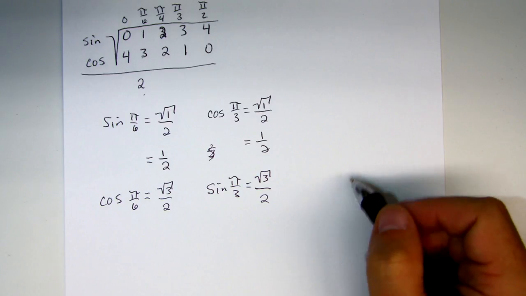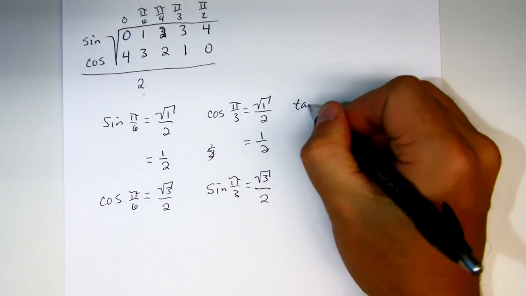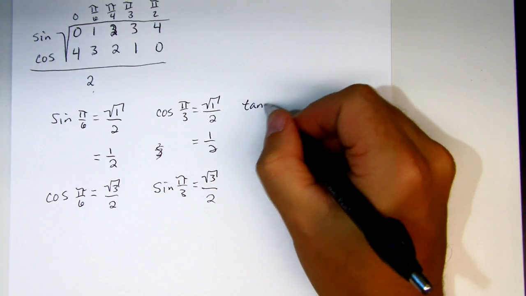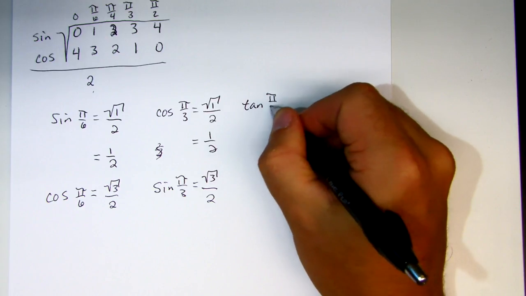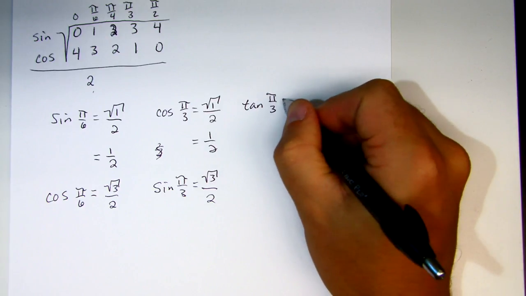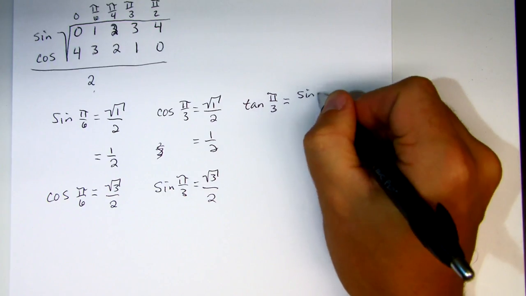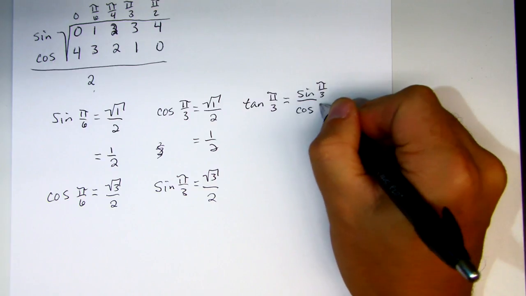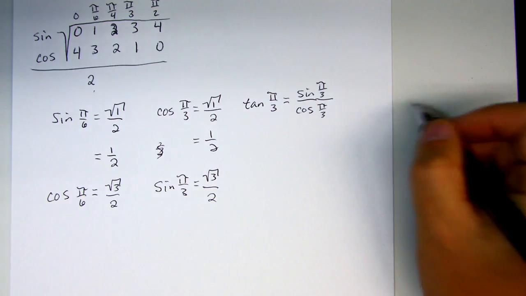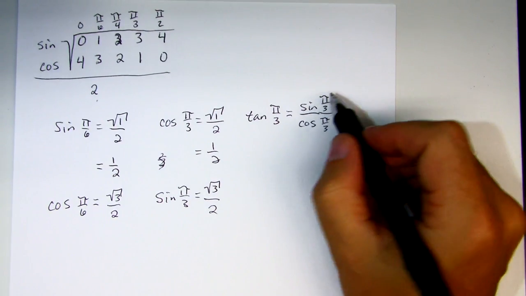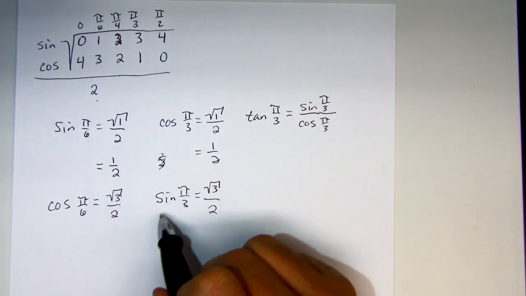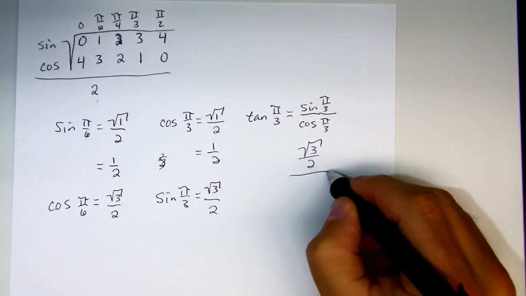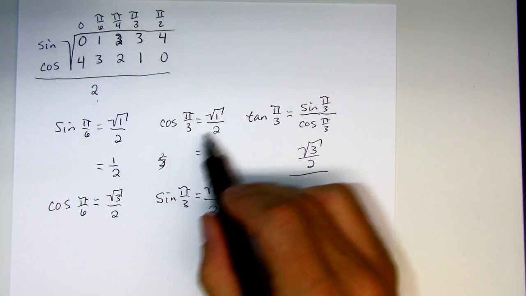Let's try tangent. This one involves just a little bit more work, but I'll show you how to make this a little bit simpler. So tangent of pi over 3. Well, tangent we know is sine over cosine, same angle. So sine of pi over 3 over cosine of pi over 3 is tangent of pi over 3. So now I can just find these individually. Sine of pi over 3, we said that was radical 3 over 2. And cosine of pi over 3, we said was 1/2.